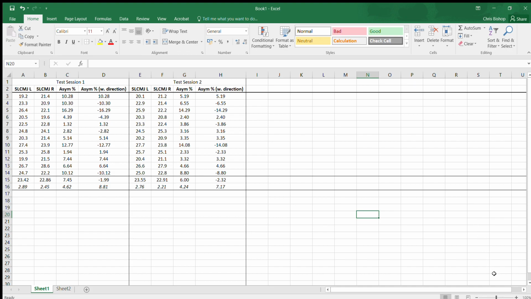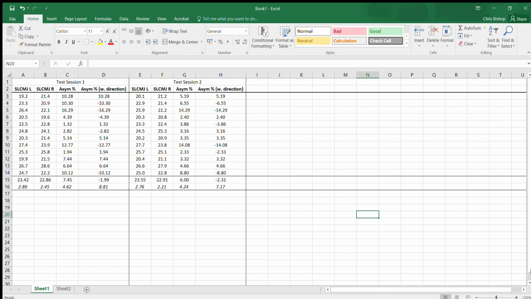Okay, so today we're going to look at how we calculate asymmetry. We're also going to have a little look at how we calculate the direction of asymmetry, and then we're going to go one step further and use a statistical approach in Microsoft Excel called the Kappa coefficient, which looks at how consistent the direction of asymmetry is between test sessions.